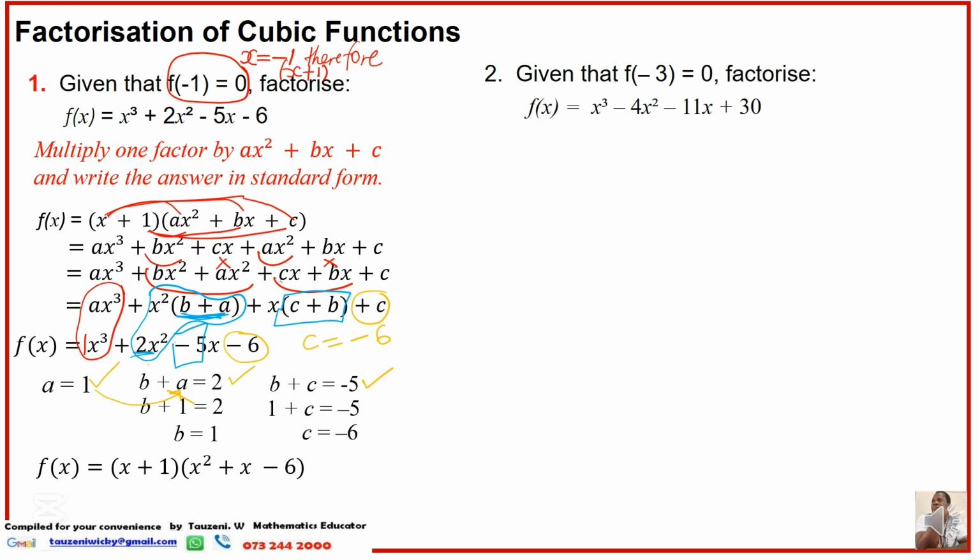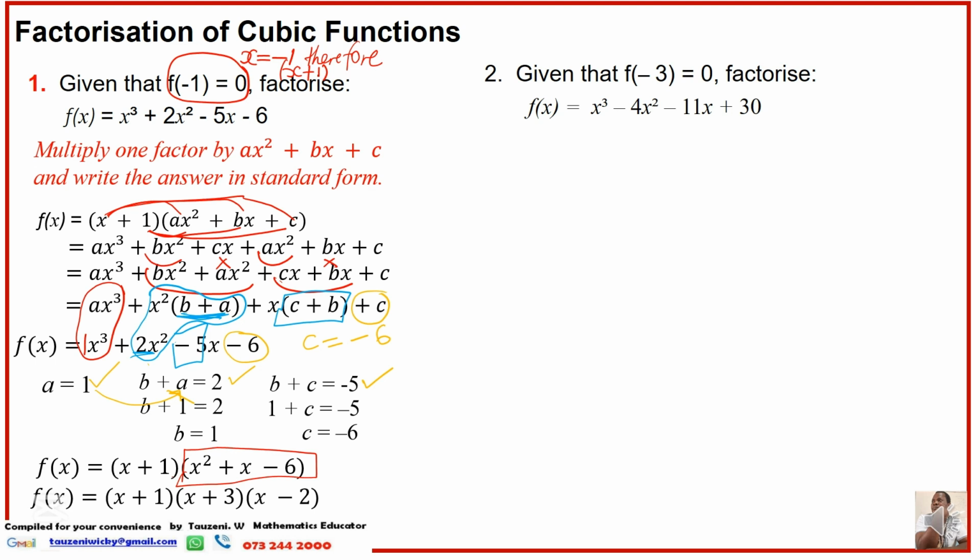So going forward, we now have the value of a, we now have the value of b, and we now have the value of c. To complete our factorization, this part here, which is a quadratic expression, we factorize into 2 more brackets, and that will complete my factorization. I have factorized the cubic function.